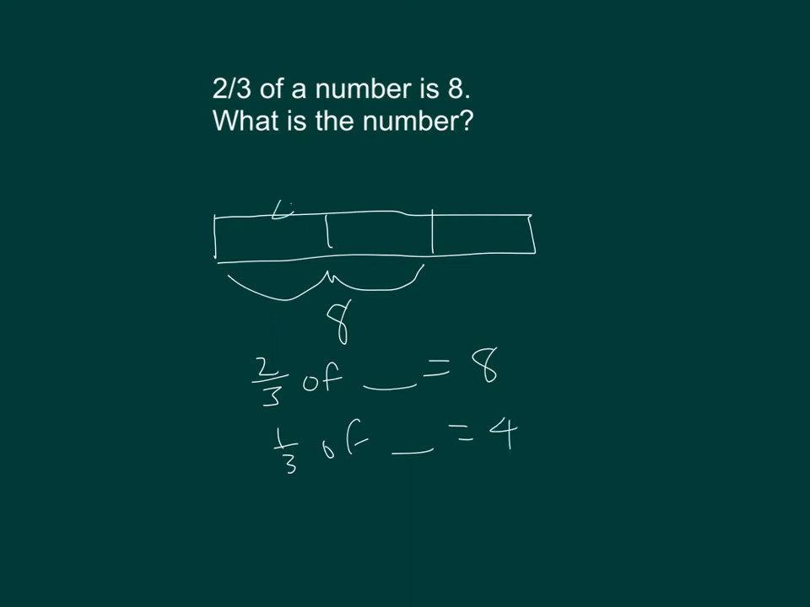So each of these is 4. That's 4, 8, and 12. So our number is 12. 2/3 of 12. What is the number? The number is 12. 2/3 of 12 does equal 8.